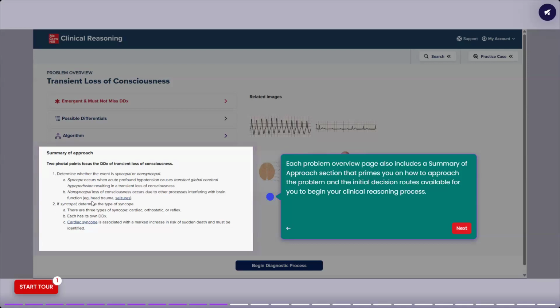And then if it's a syncope, I need to determine the type. And then again, it provides different types and what each of these is characterized by. So again, just setting up the framework, the structure for working with such a problem.